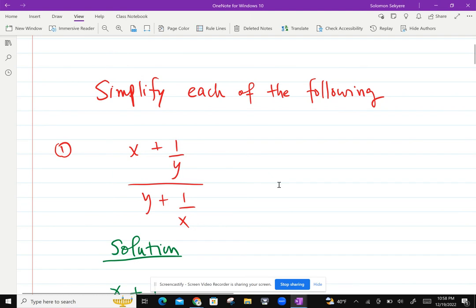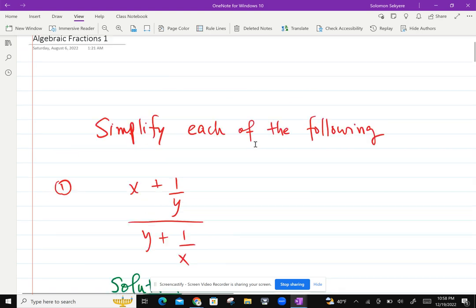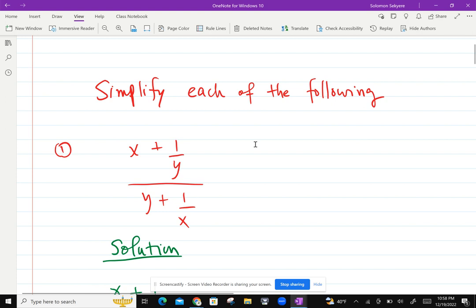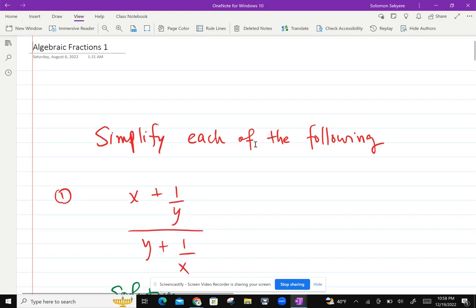Okay, let me try to answer some of the questions, particularly question number 10 of the exercises today, December 19th. Okay, algebraic fractions. All right, so the first one, we will simplify this expression right here.